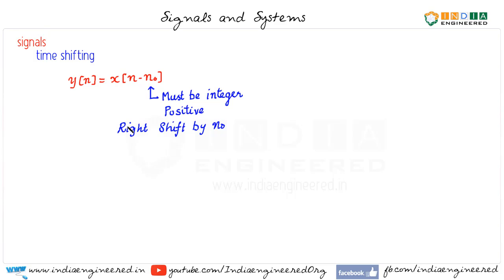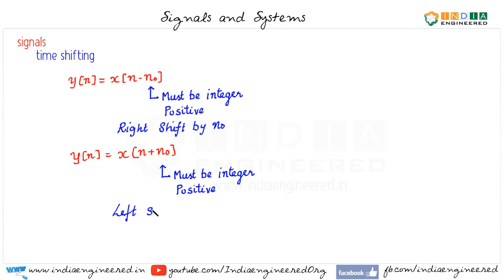Now this is not the only case. We have also seen y of n equal to x of n plus n naught. Now here also we consider n naught to be an integer, and if n naught is positive, we can say the signal is left shifted by n naught. Now remember, these two are under the assumption that n naught is positive.